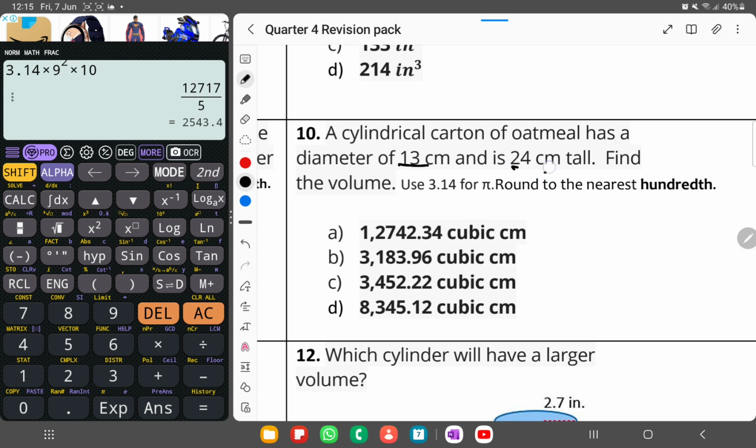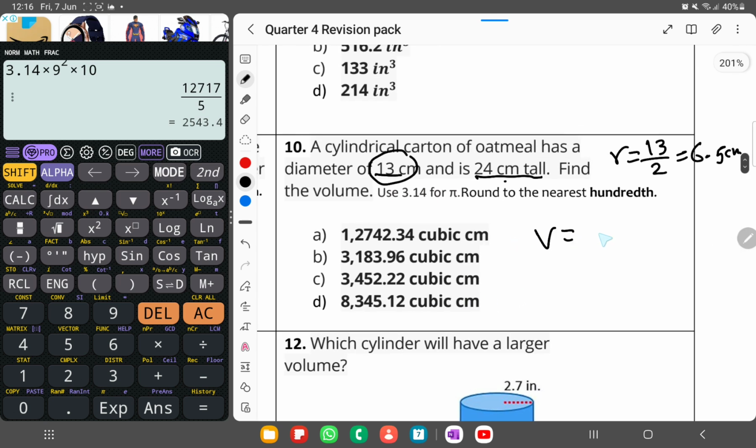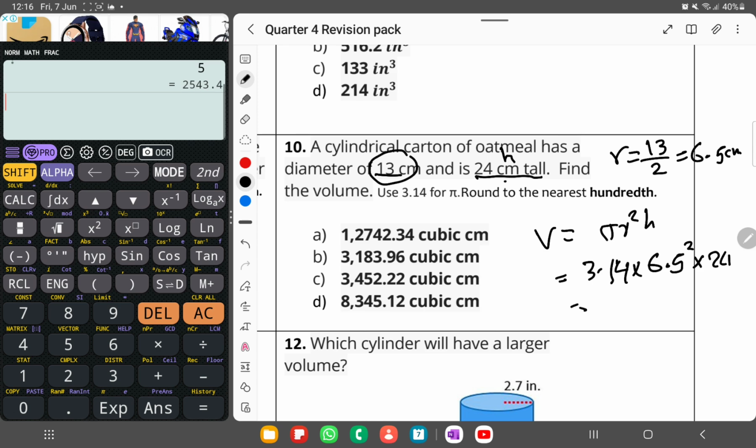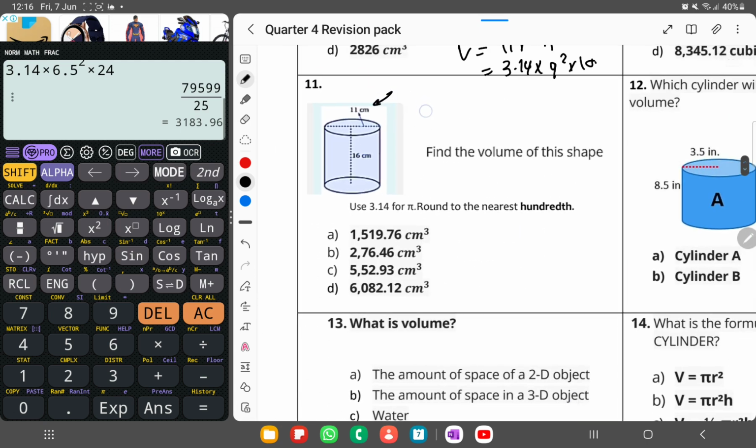The same idea. Diameter 13 and 24 centimeters tall. The only thing here, the diameter is 13, so how do you get the radius? 13 divided by 2, which is 6.5 centimeters. Bravo. Can you get the volume? Yes. Volume equals pi r squared h. 3.14 times radius squared, 6.5 squared, times the height, which is 24. So let's do it together. What would it be? 3183. So this one is the answer. Very good. Here the same thing. The diameter is 11, so the radius is 5.5. The height is 16. Find the volume.